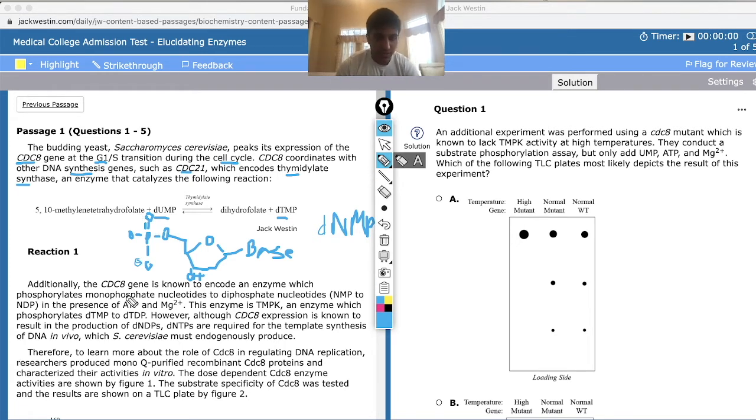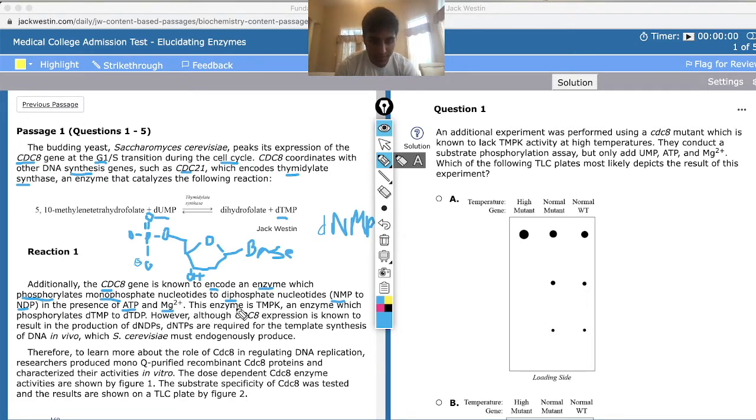Okay, let's move on to the next paragraph. It says the CDCA gene codes for an enzyme which phosphorylates the monophosphate nucleotides. Remember, this is our monophosphate nucleotide, to diphosphate nucleotides. So NMP to NDP, and it requires ATP as its phosphate source, and it needs magnesium as a cofactor. So that enzyme needs the magnesium on it for it to function. So that's called a cofactor.